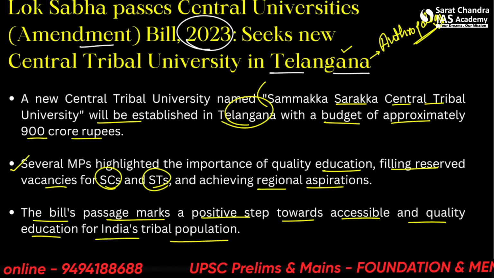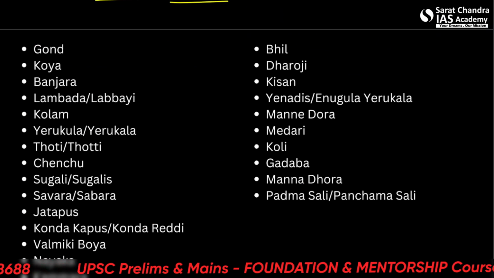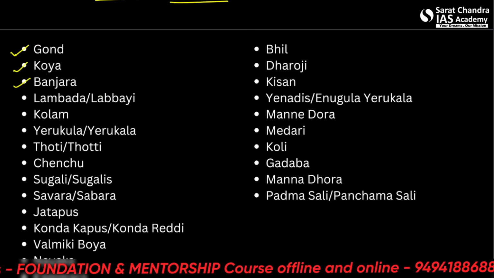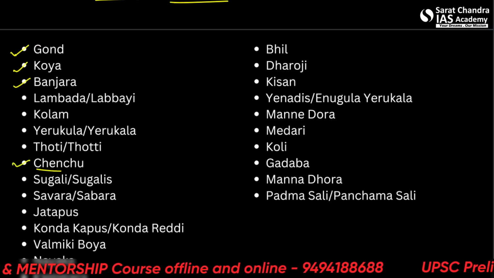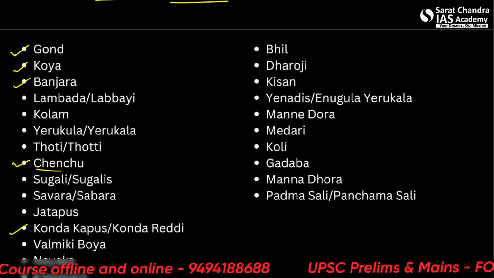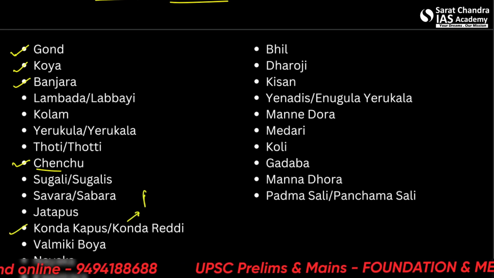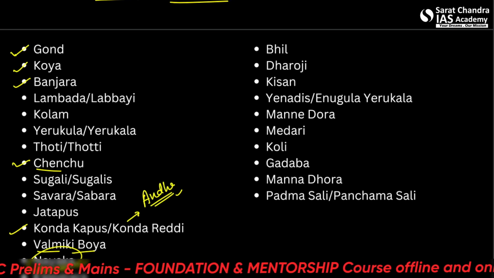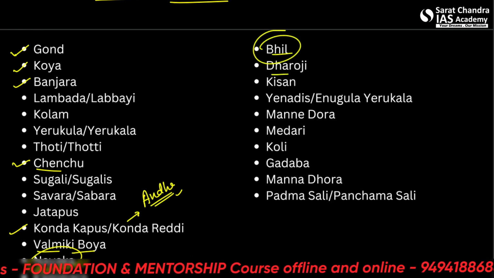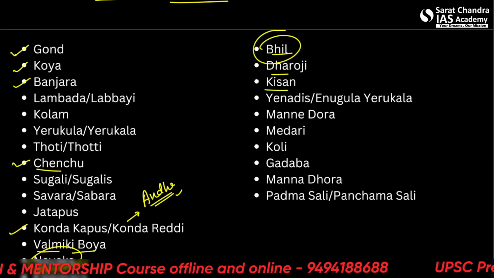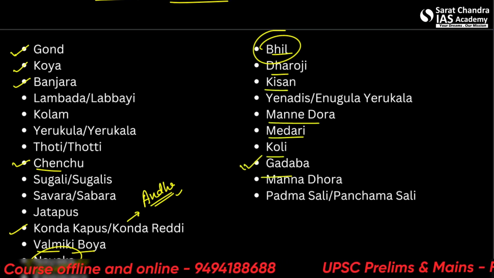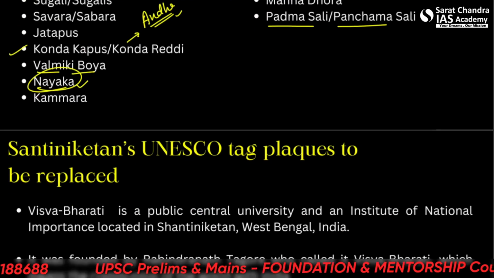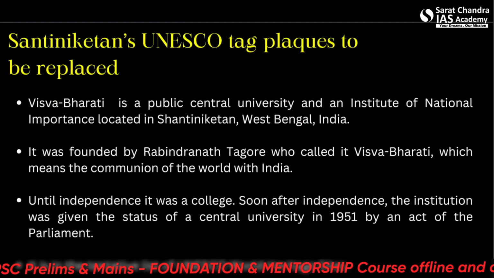Now, what we must see from this news is what are the tribes that are present in Telangana. So, most important tribals in Telangana are Gond, Koya, Banjara, Kolam, Thoti, Chenchu. Chenchu tribe is very important again. The next important one is Konda Kapu or Konda Reddy. These tribals are majorly found instead in Andhra Pradesh, in the Konda Hills. Valmiki Boya, Nayaka. Nayaka is also very important. Then there is Bhil. Bhil is the largest tribe of India. Kisan, Nadi, Mannedora, Medari, Koli, Gadaba. Gadaba tribe is also again very important. This is one of the major tribes of the Telangana. Padmasali, Panchamasali, etc.